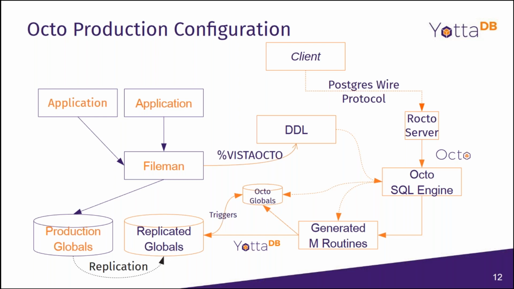So if you're going to use your write function for your SQL, it's going to write to the replicated globals, right? In this particular case, we don't allow updates to the FileMan globals. But if at some point in the future we do provide this function to allow updates to FileMan globals, you would then run Octo on the production side as well for those updates.